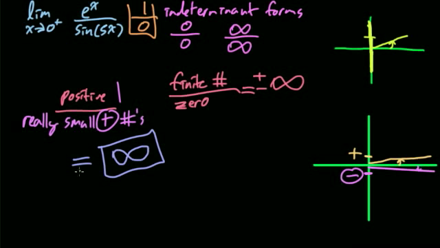But anyway, that's our final answer. The limit as x approaches 0 from the positive side of e to the x divided by the sine of 5x is going to be positive infinity.